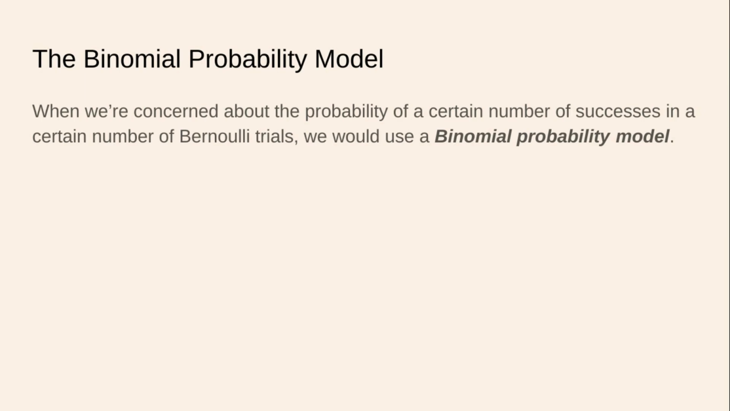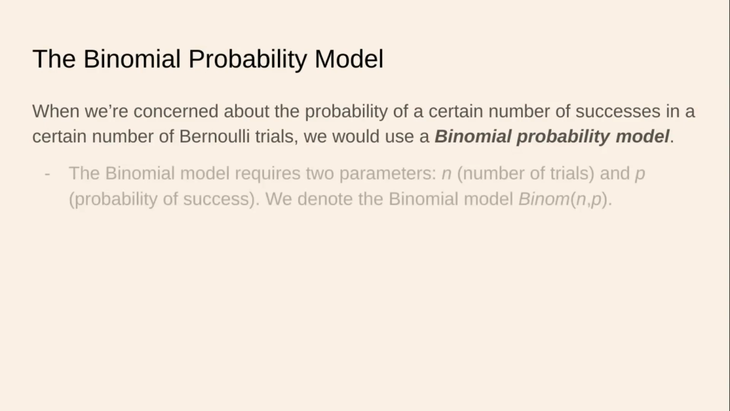So when we're concerned about the probability of a certain number of successes in a certain number of Bernoulli trials, we would use a binomial probability model. This is a little different than the geometric probability model. We're not concerned with how long it takes to get the first success. We're thinking of the probability of getting a certain number of successes out of a finite number of trials.